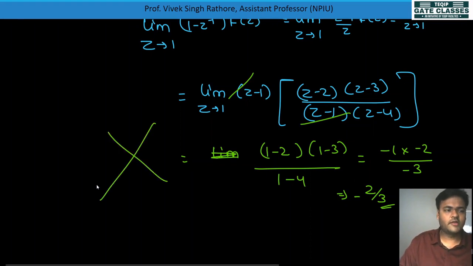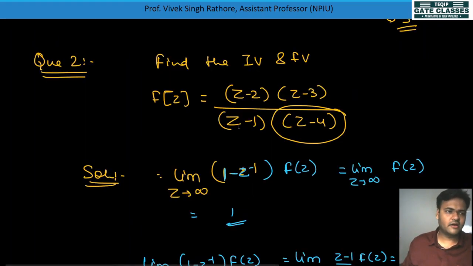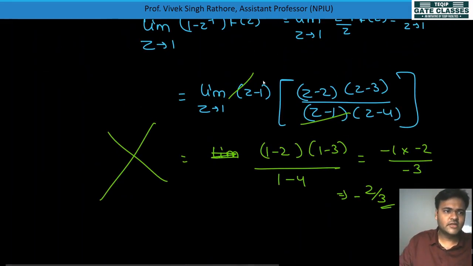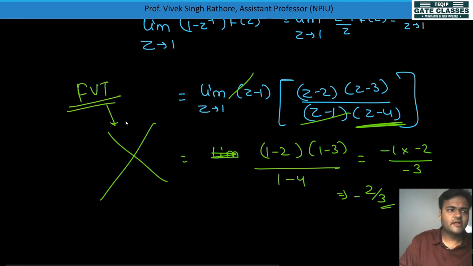This is wrong. Why is this wrong? Because I already told you that whenever you consider z minus 1 into f of z, even after cancelling, you are getting one pole at z minus 4, meaning z is equal to 4. It is outside the unit circle. So I told you the condition that the final value theorem cannot be applied when poles are outside the unit circle. So this condition you should remember.